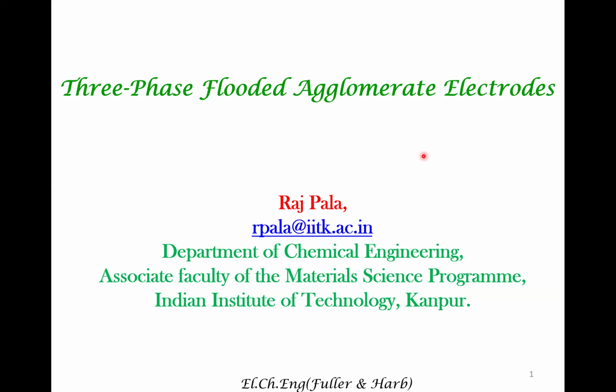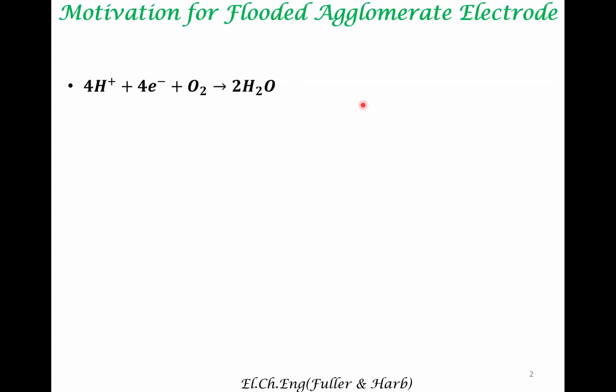Welcome back. In this lecture, we will look at a particular class of electrodes referred to as flooded agglomerate electrodes. This is within the context of porous electrodes, and these are especially important when you are looking at porous electrodes in fuel cells. Why so? So, for example, in a proton exchange fuel cell, there can be this kind of a reaction.